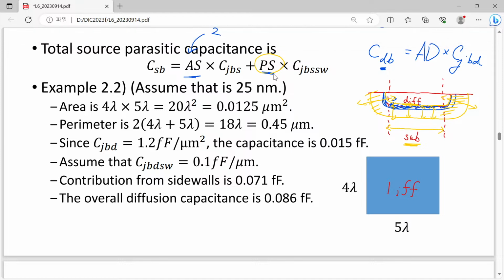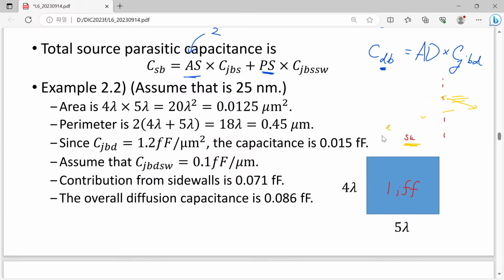So simply speaking, both the area and perimeter dependent contributions to the diffusion capacitance originate from the depletion of your PN junction. But since you always have this side one, you cannot eliminate it at all. So this was a really good question, and I really encourage all of you to give me such kind of good questions.